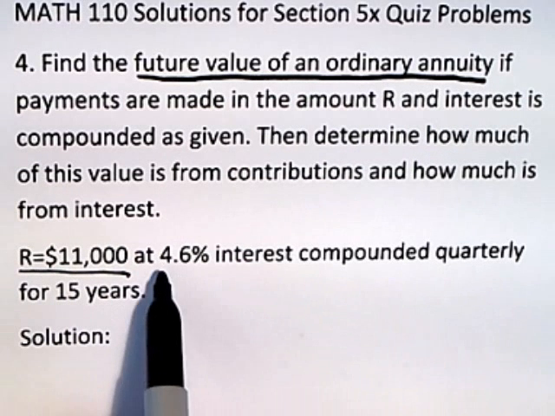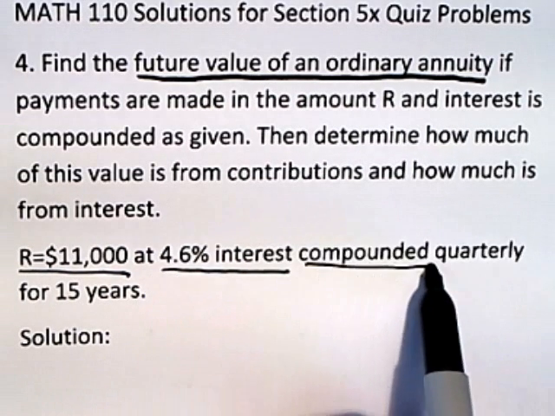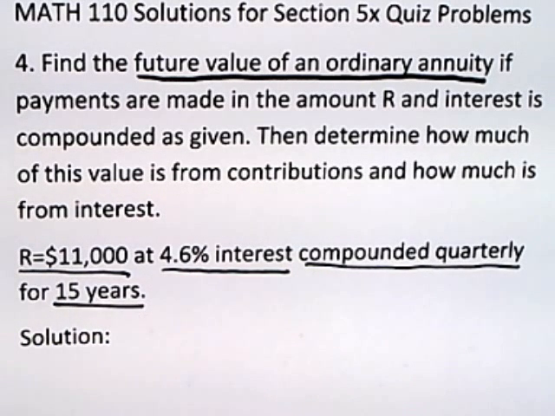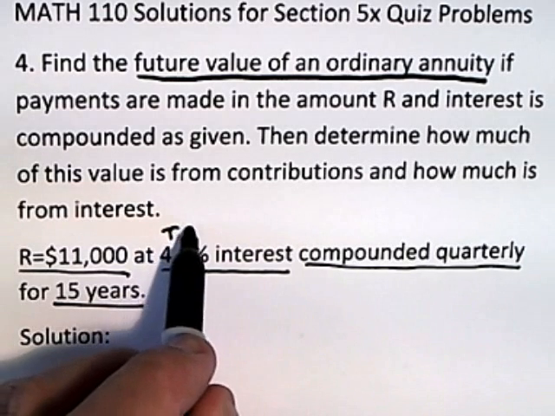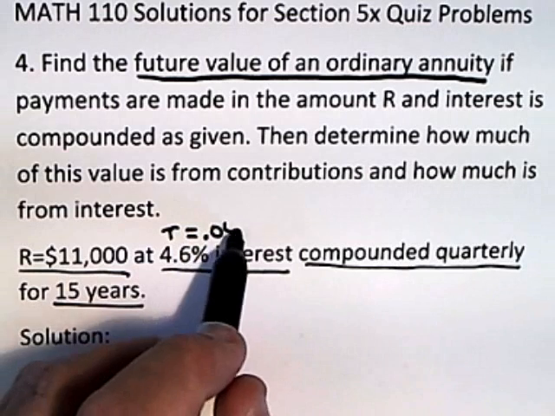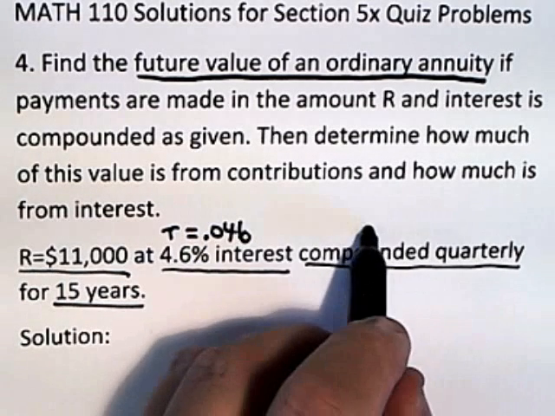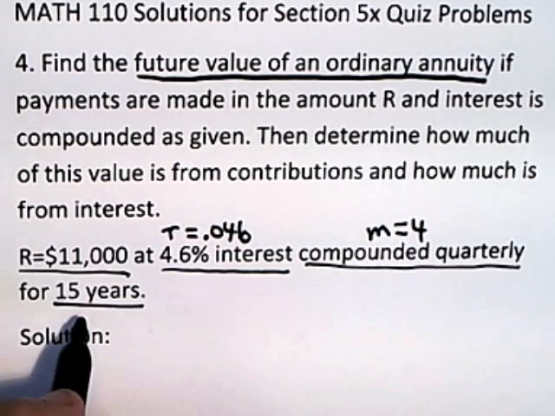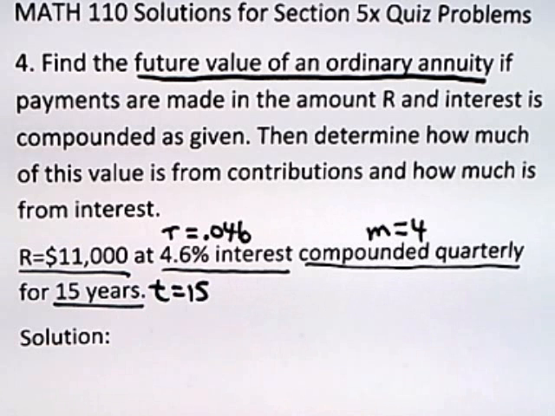and the interest is compounded as given, so there's your given interest rate, and it's compounded quarterly, and it's done for 15 years. So they gave us a value of capital R. They're telling us that little r is 0.046. It's compounded quarterly, so m is 4. And we're doing it for 15 years, so t is 15.